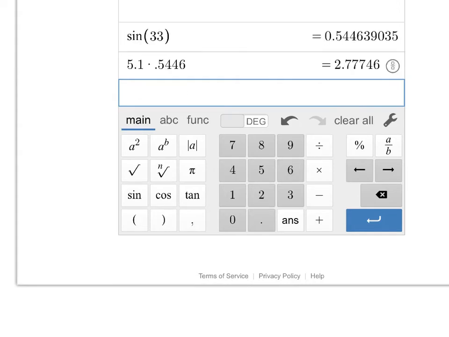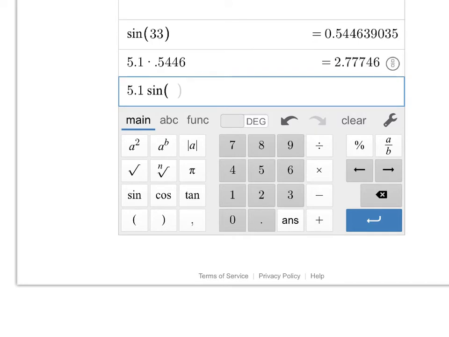Now, that's actually not the best answer because we rounded off the 0.5446. So we can actually just type sine of 33 times 5.1. And you'll notice here, well, that's pretty darn close. This is a better answer than this one. But if we're trying to send a rocket to the moon or do some fine precision in some calculations, then we need these decimals. But rounding to 4 decimal places will get us there.